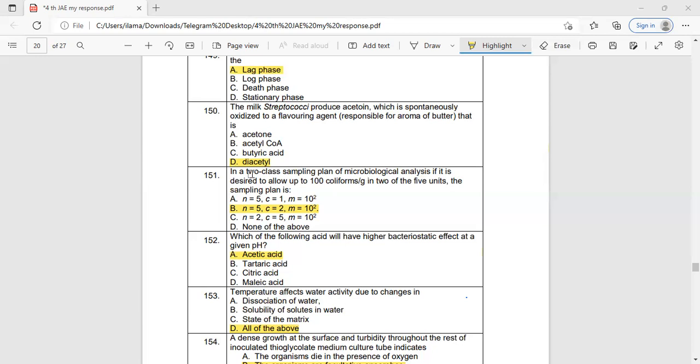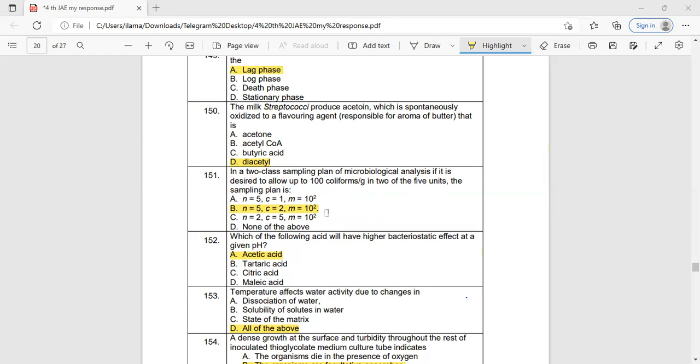So here is the first question: in a 2-class sampling plan of a microbial analysis, if it's desired to allow up to 100 coliforms per gram in 2 of the 5 units of the sampling plan. Here the M is 100 coliforms, so it's 10 power 2. Here N is the total number of units, 5, and C is the units they are selecting, so 2. So the answer is B.